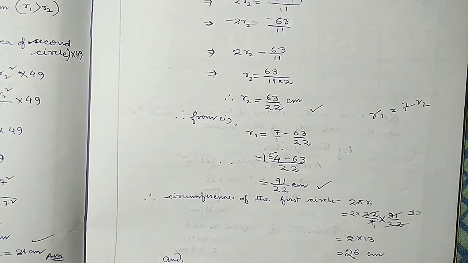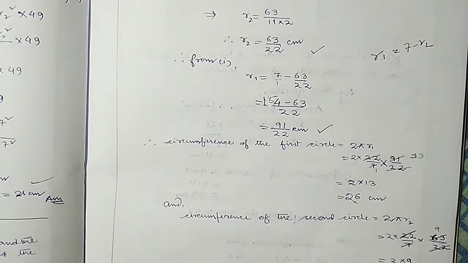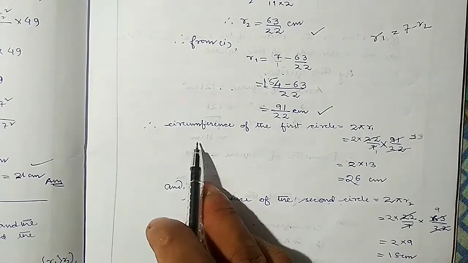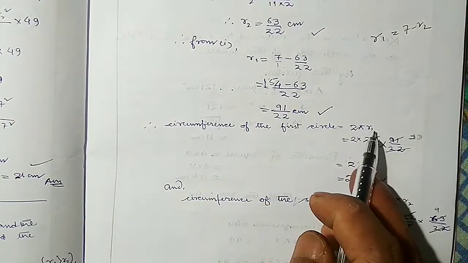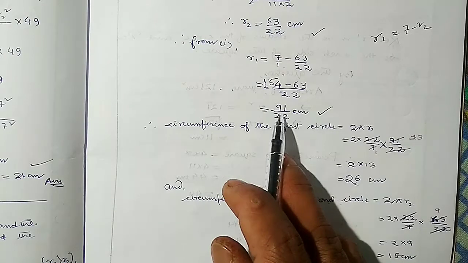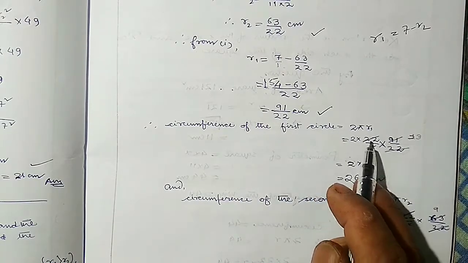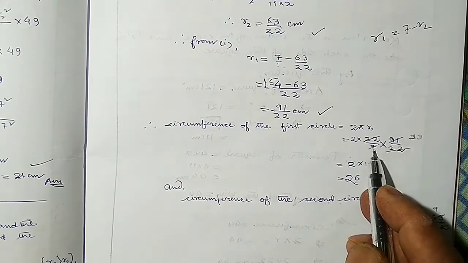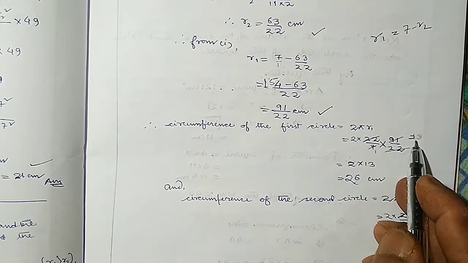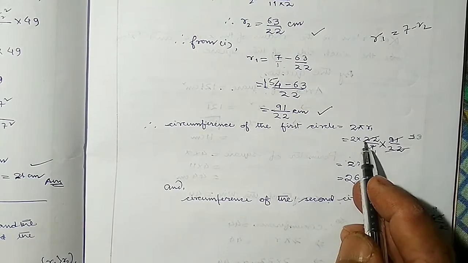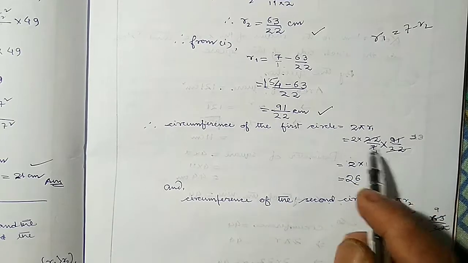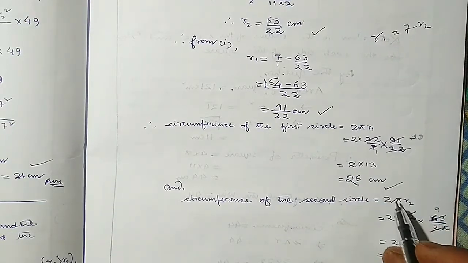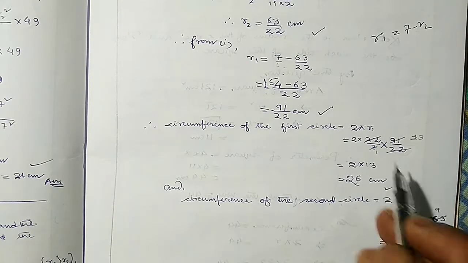But in the question it is given, we have to find the circumference of the circles. So the circumference of the first circle is 2 pi R1. R1 we got 91 by 22. So 2 into 22 by 7 into 91 by 22. Now if I cancel 91 by 7, 7 13s are 91. And this 22 and this 22 can be cancelled. So we got 2 into 13, that is 26 centimeter is the circumference of the first circle.